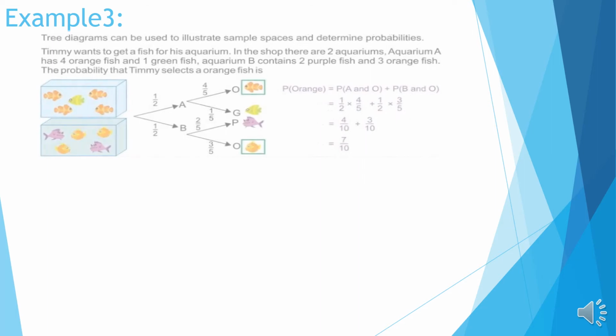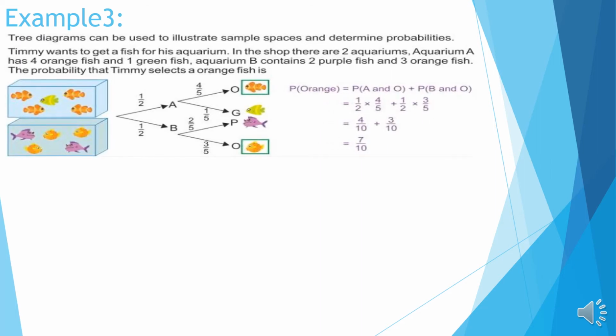Example 3. Look at the tree diagrams. Tree diagrams can be used to illustrate sample spaces and determine probabilities. Notice here, we always use a tree diagram to see the whole sample space together with the probabilities.